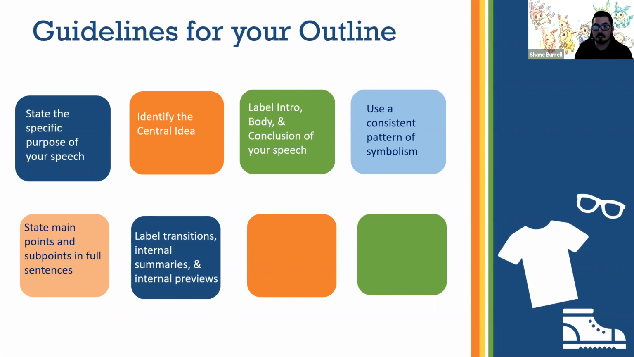Label your transitions, your internal summaries, and your internal previews. So if you're going to move on to a different aspect of your speech within the informative speech, you're going to say, okay, so now I'm going to introduce or talk about this, this, and this, right? Those are how transitions happen. The summaries also happen like this, where it's like Dr. Blank of the Chicago hospital journal states in 2018, and I quote, and then you give a summary of what they state, right? That's an internal summary.